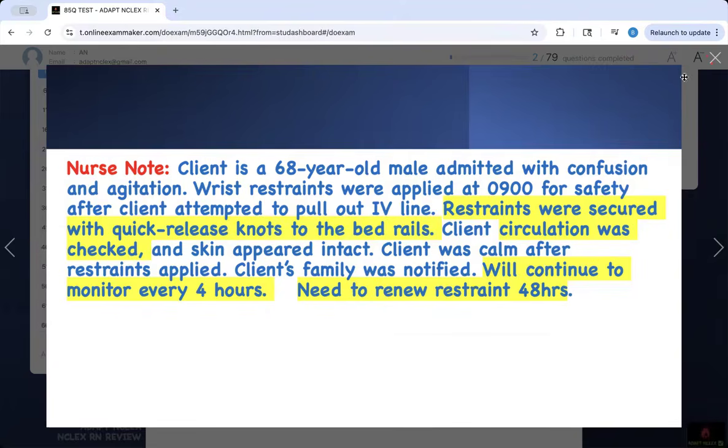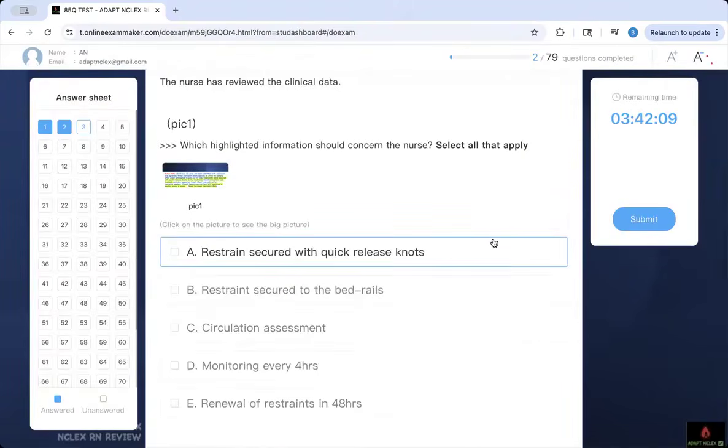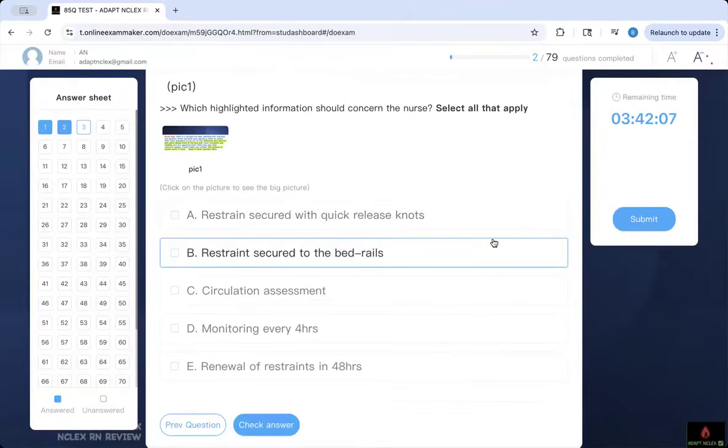This is a concept about restraint. You may see this question standalone. It's the same thing, but I try to make it highlighted. Which highlighted information should the nurse be concerned about, right? Restraint secure with a quick release knot. Restraint secure to the bed rail. Circulation assessment. Monitor every 4 hours. Renewal of restraint in 48 hours.